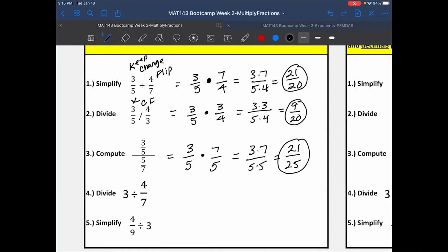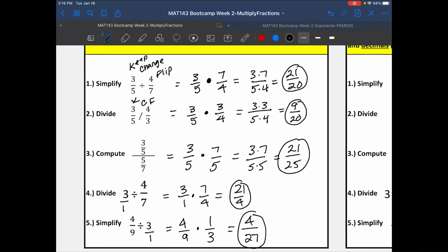All right, you try number 4 and 5. You do those on your own piece of paper using your knowledge up above. So if we have a whole number, we're just going to write that over 1. Did you get 21/4 and 4/27?